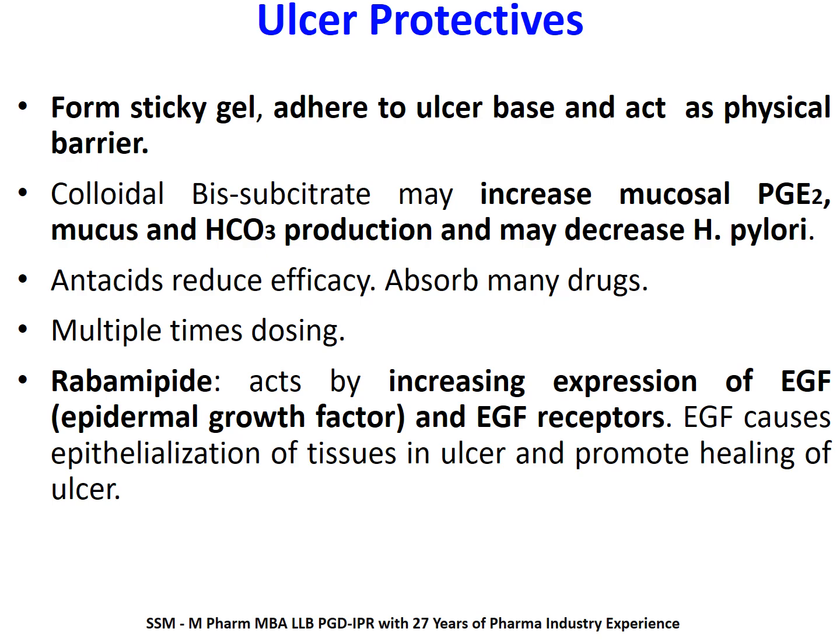Next class is ulcer protectives. These agents form sticky gel which adheres to the ulcer base and acts as a physical barrier. Colloidal bismuth subcitrate in this class may increase mucosal prostaglandins, mucus and bicarbonate secretion also. It may also decrease H. pylori. So it has multiple modes of action. Antacid reduces its efficacy and it absorbs many drugs. There are multiple time dosing, that's why not commonly used.